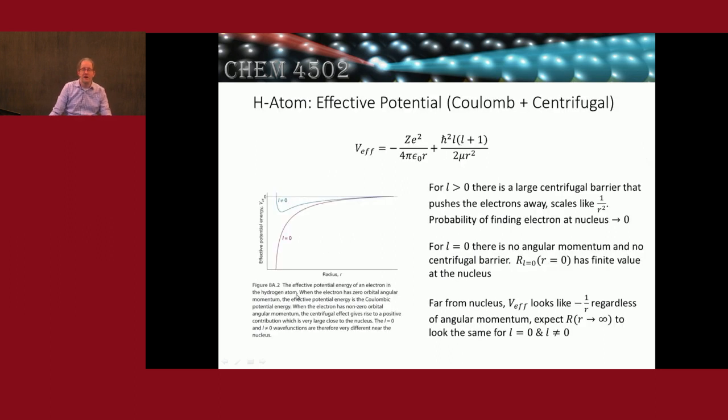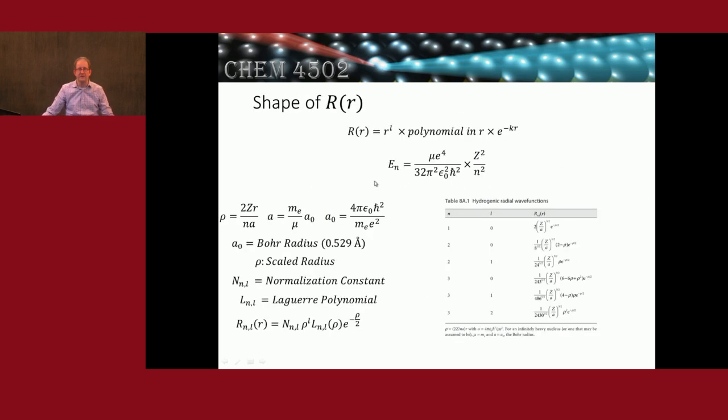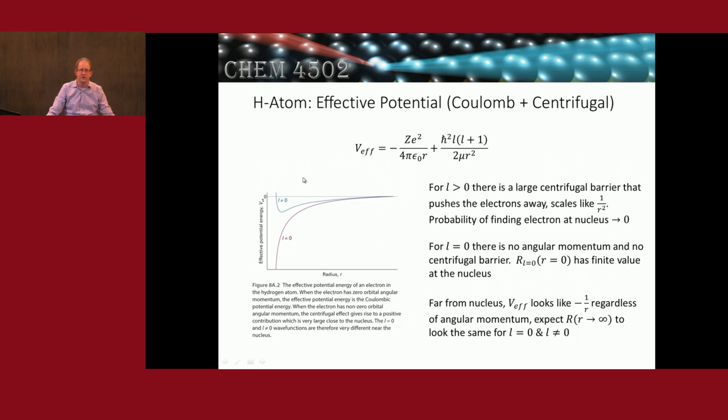When L is 1 or more, we can look at it at very low values of R. This goes like 1 over R squared. This goes like negative 1 over R. And for very small values of R, this repulsive term is going to be larger. And so when L is not equal to 0, if we look at this as an effective potential of the kinetic energy of the attraction plus the centrifugal force, we're going to get this repulsive barrier to the electron getting close to the nucleus because of the centrifugal force.